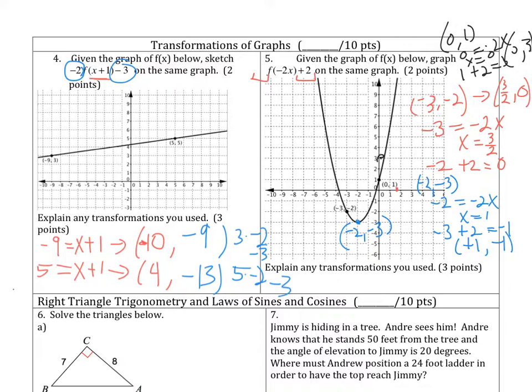Let's plot those points. So 0, 3. My vertex is at 1, -1. And I've got a third point at 3 over 2, 0, which is there. So if I connect those, it's going to look something like this. A skinnier parabola that has shifted and looks like it's flipped around some.